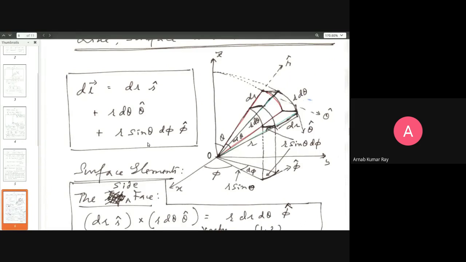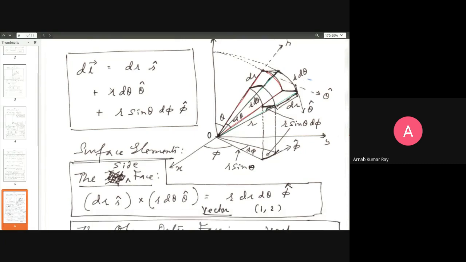Okay, so again, it's the usual algorithm to follow: 1 cross 2, 2 cross 3 in a cyclical order, and then finally 3 cross 1. 1 cross 2, 2 cross 3, and 3 cross 1. That's how we go in a cycle. So remember, r is 1, theta is 2, phi is 3.